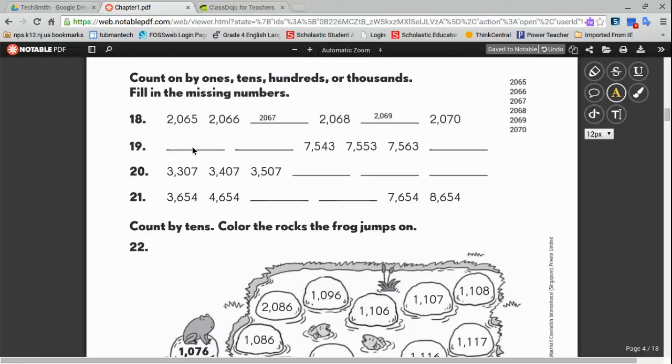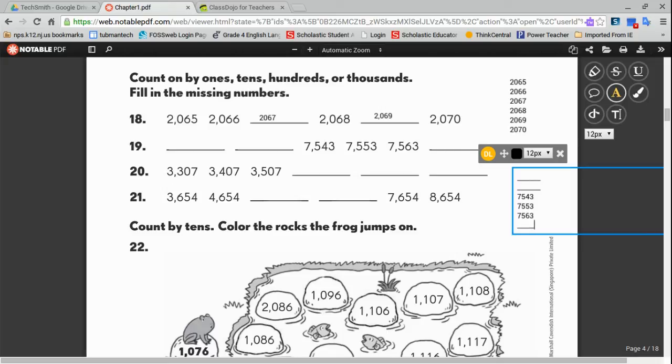And here's a little tricky because I have two blanks. So I have a blank, blank, 7,543, 7,553, and 7,563. So again, like I said before, to make it much easier, I'm going to write these numbers up and down. So right now I have a blank, so I'm going to draw a line, another blank, draw another line, then I have 7,543, 7,553 over here, 7,563, and then I have another blank over here.